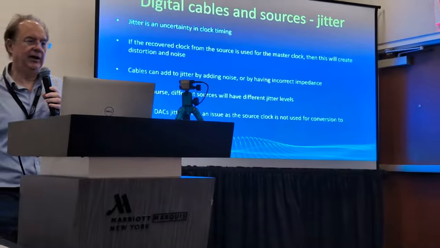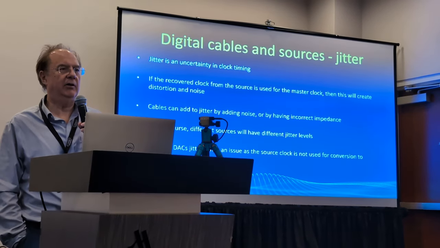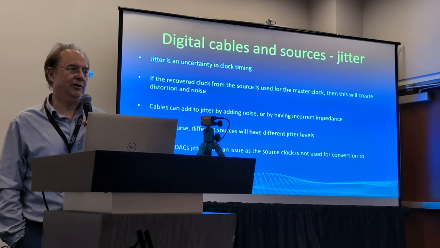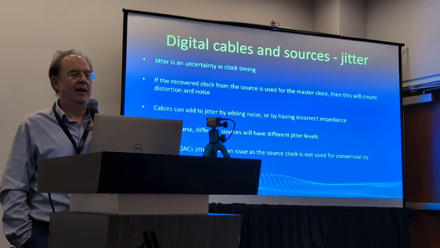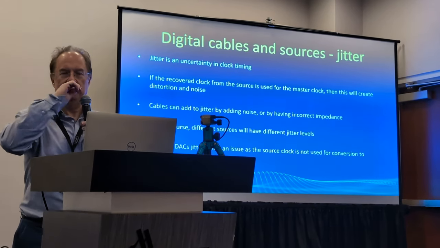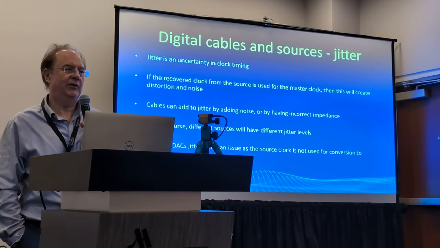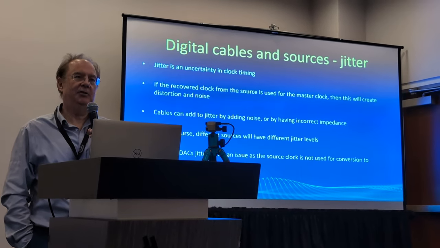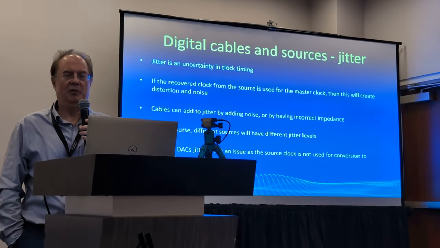So jitter is an uncertainty in clock timing. If the recovered clock from the source is used for your master clock, it will have a big bearing on sound quality, simply because your master clock is your source clock. It may go through an analog phase-lock loop, but an analog phase-lock loop itself creates jitter, and it will never totally eliminate jitter from the source. Cables can add jitter by adding noise. In fact, any logic level change will create extra jitter. As a rule of thumb, when a clock signal goes through a logic gate, you get an extra 1 picoseconds worth of jitter. That's just a physical reality of it.